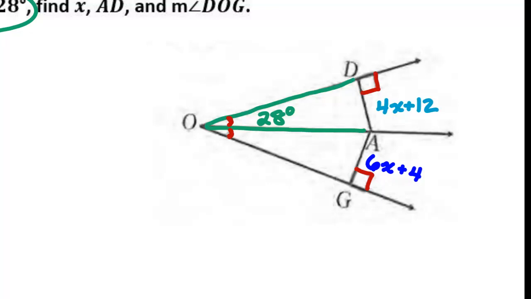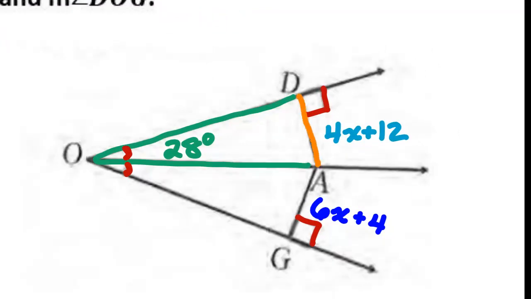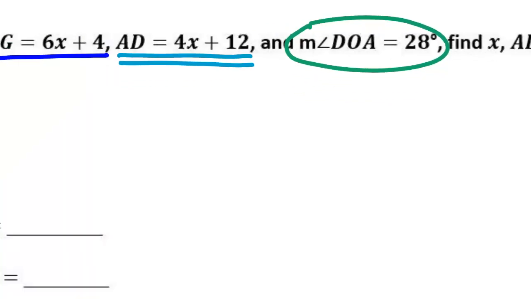So that means that AD is congruent to AG because A is on that angle bisector. And so it is the same distance away from the sides of the angle there. Well, if A is equidistant from D and G, so AD is the same size as AG, what can I do with these two expressions then? Set them equal to each other.